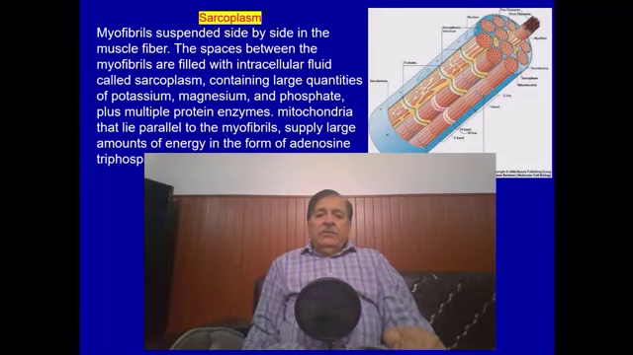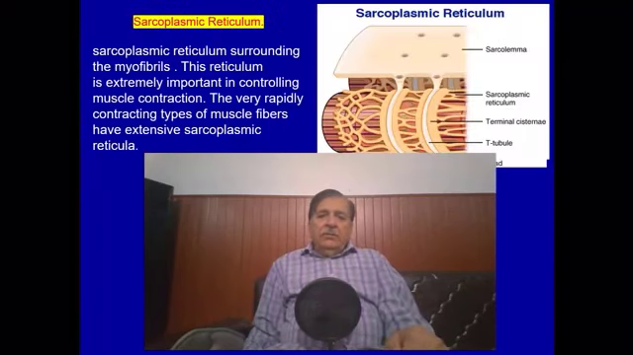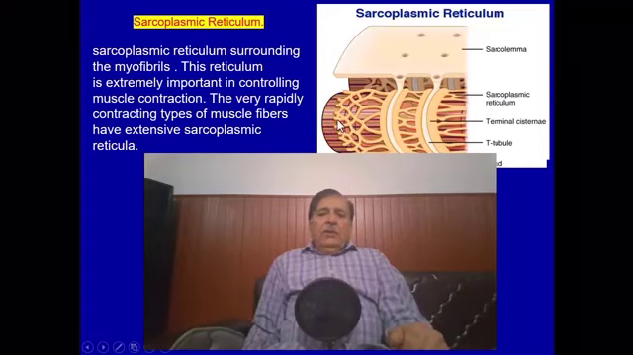Sarcoplasmic reticulum. The sarcoplasmic reticulum surrounds the myofibril. This is the myofibril, and you can see that there is a mesh-like structure which surrounds each of the myofibrils. It plays an extremely important role in controlling muscle contraction, and this mesh is more abundant, or in larger quantity, in muscles which contract more rapidly.